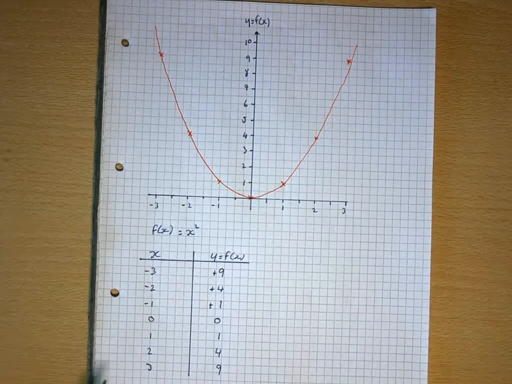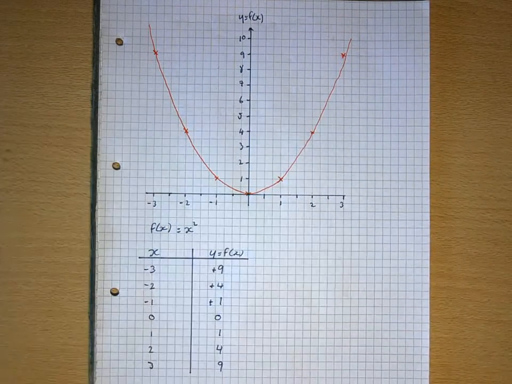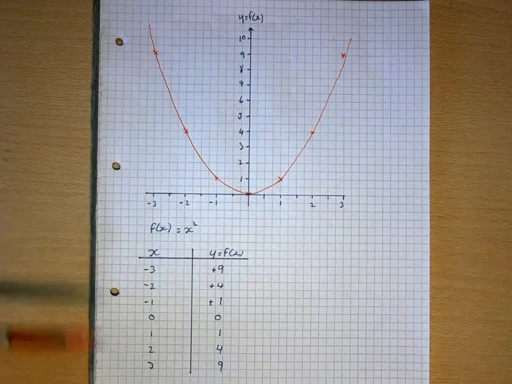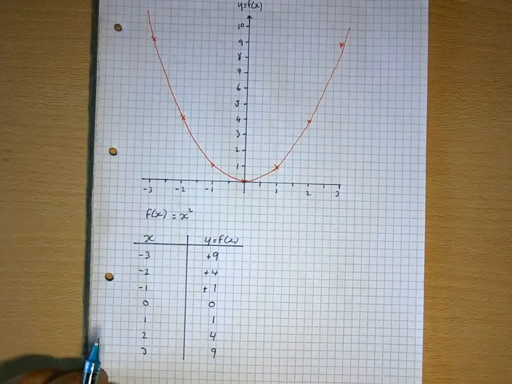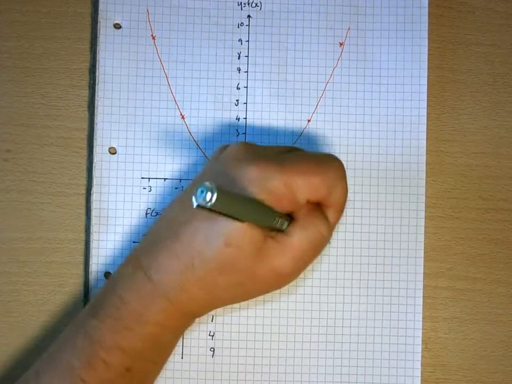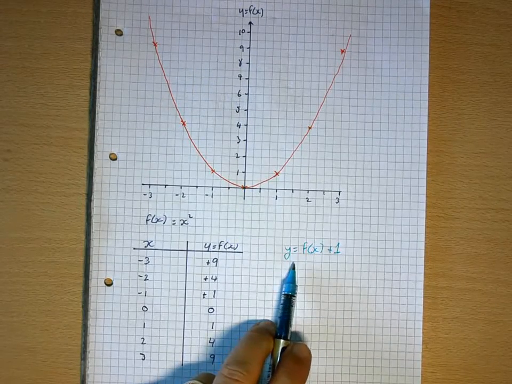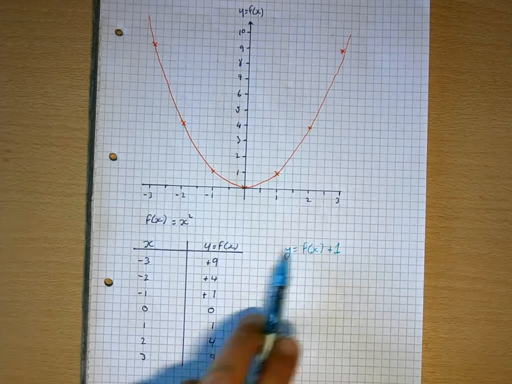Now, with these transformations of graphs, it's unlikely they're going to expect you to accurately draw a graph in the way that I have there. What tends to happen is they'll give you the graph, or they will expect you to know that it's the graph of x squared, and then they'll ask you to do things with it. So let's say, for example, that what they will want you to do is that. So what that is saying is that you will be adding 1 to the output.